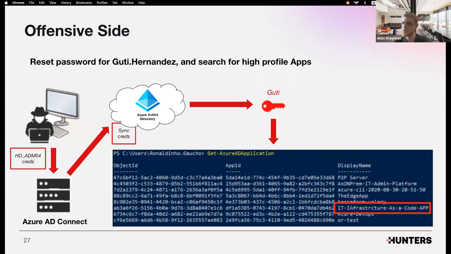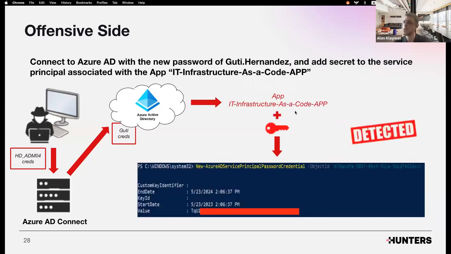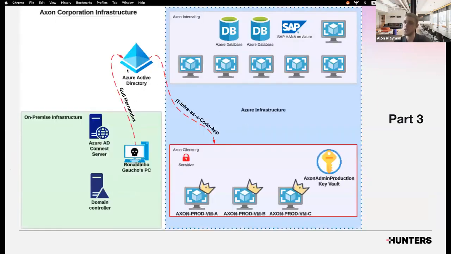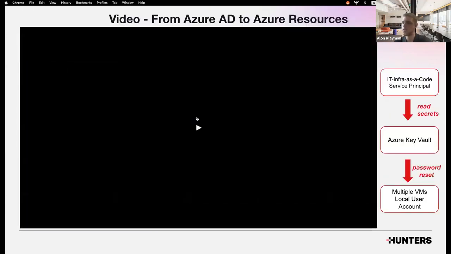So he finds this application and uses the app admin role that he has in order to create a new password, a new credential for this application, in order to be able to use it. So this is the summary diagram of this step. Using Hernandez's credentials, he gained access to the service principal of the IT infra as code app, and now he can continue with his attack.